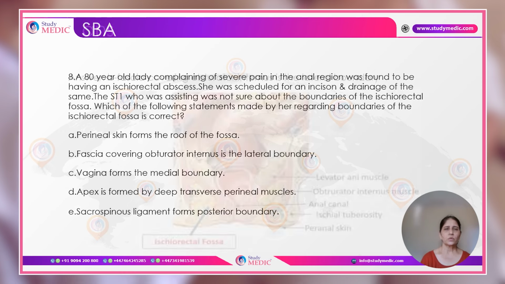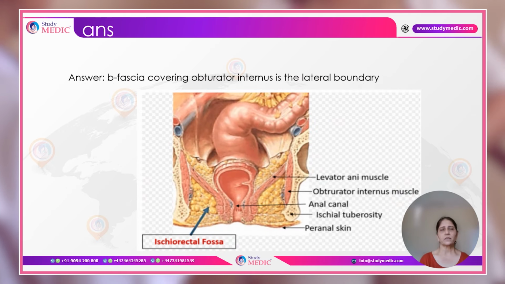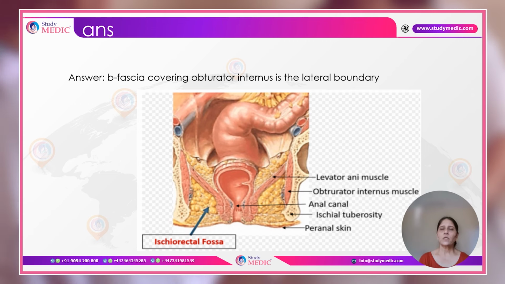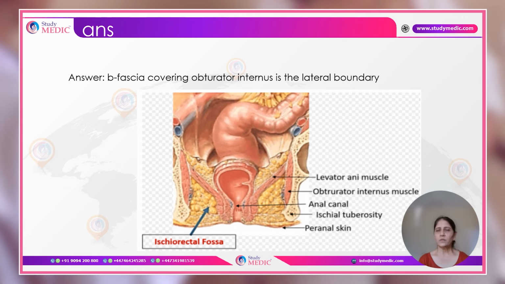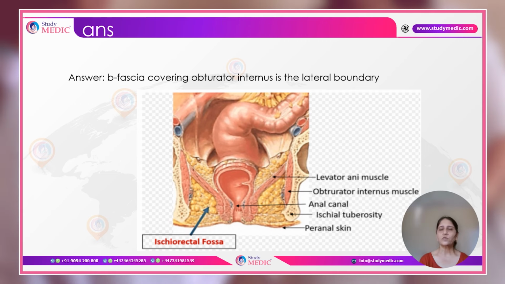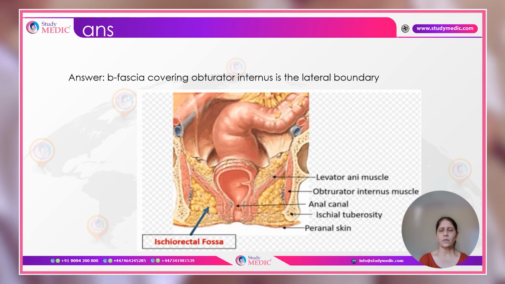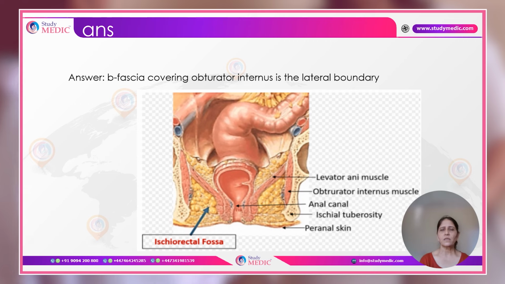The correct option is that the fascia covering the obturator internus is the lateral boundary, because you have to know all the boundaries. Normally they ask about the lateral or the medial boundaries. If you look at this diagram, you can see that the levator ani forms the superior boundary. The medial boundary is formed by the rectum. The lateral boundary is the obturator internus muscle, and inferiorly you have the perianal skin.